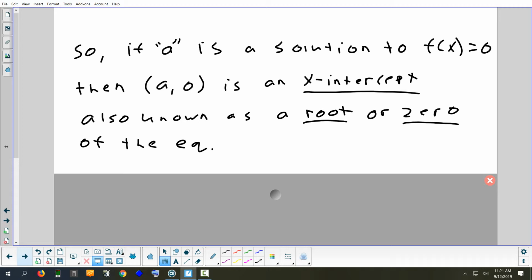So what would be the difference on a test if I said, give me the x-intercept versus give me the zero of the equation? They're similar, but they're not exactly the same way you would write the answer. The zero is just the x part. The x-intercept is the whole coordinate.